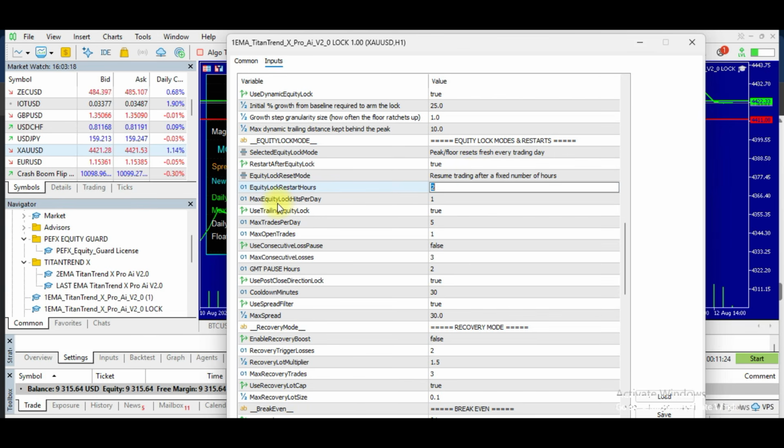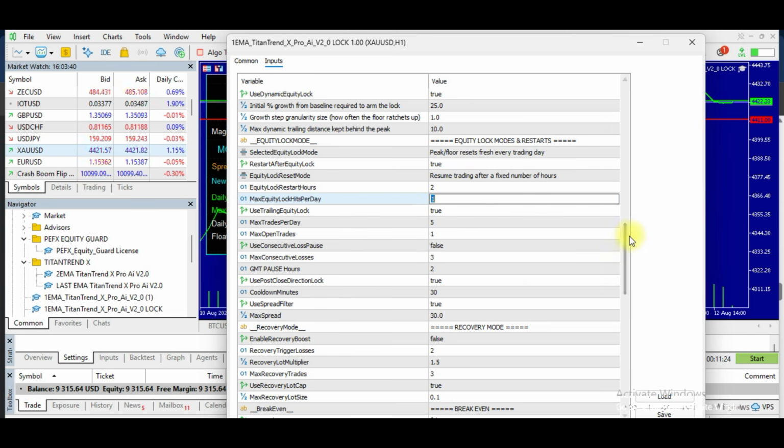Okay, now you can also here, in this place, set max equity DD hit per day. If you want the Profitlock to hit once in a day, you understand, you can put it there. If you want it to hit a number of times in a day, you can put it there. You understand? So that's how that one works.